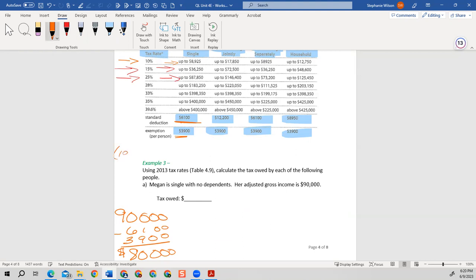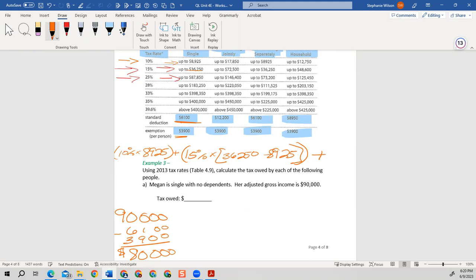I'm just going to write it right here because I need to see it better. Okay. At that 15% bracket, right? It says 36,250. I have to subtract that 8,925. Why? Because it's already been taxed at 10%, so you don't want to do it again. So we're going to subtract that difference.